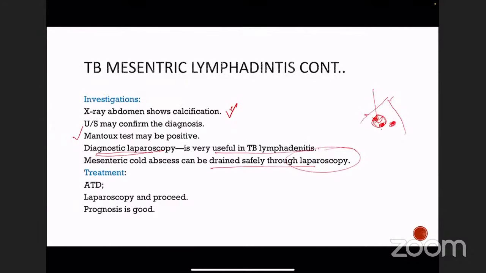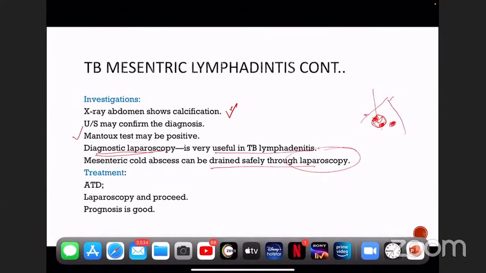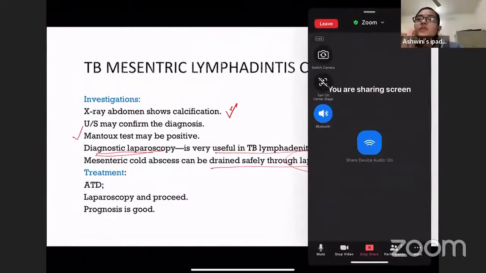mesenteric lymphadenitis. We have discussed till now intestinal tuberculosis, including ileocecal tuberculosis and ileal tuberculosis. Then another thing we discussed is peritoneal tuberculosis, and after that mesenteric lymphadenitis, which was 5% common. Now the rare things, the anorectosigmoid part, the omental part, and liver and spleen-like organs, we will discuss very briefly, right? So we will go on to another part now, that is the anorectosigmoid part.